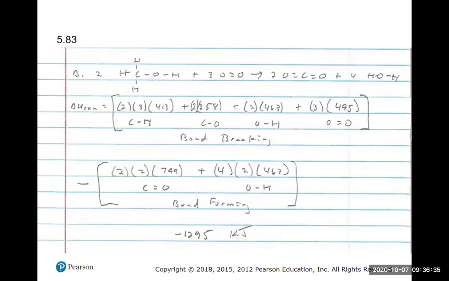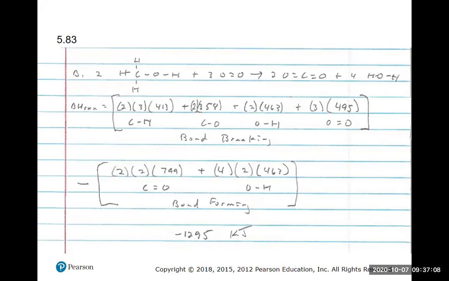Then the next is O double bond O. So there's a 3 coefficient in front of that. So I have 3 times that bond energy, which is 495. All of those are the bonds in the reactants. So I have to calculate all those and sum that up to have my bond breaking part. Remember we said, using this formula, bond breaking minus bond forming. So now I'm going to do the bond forming part.